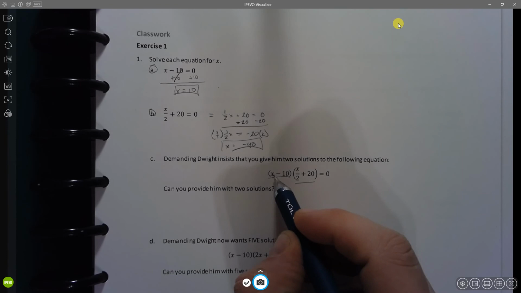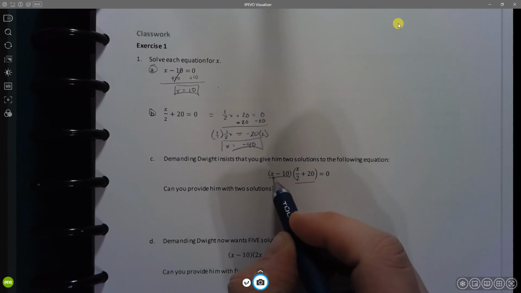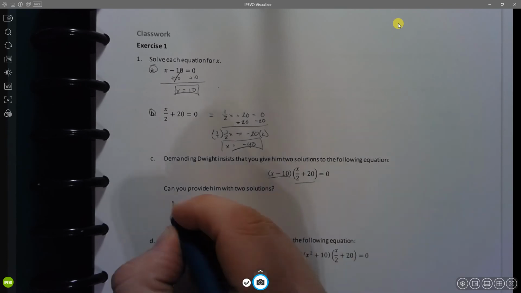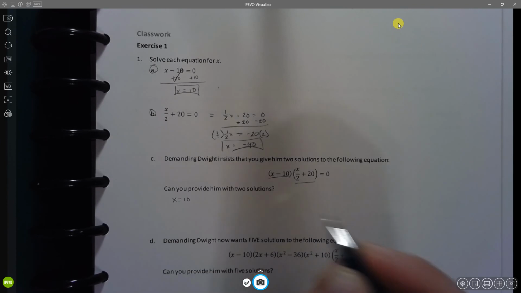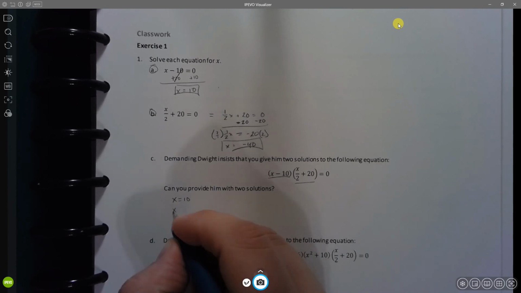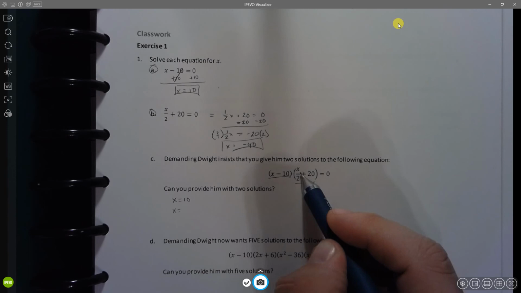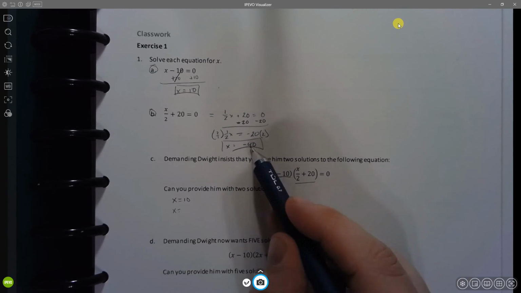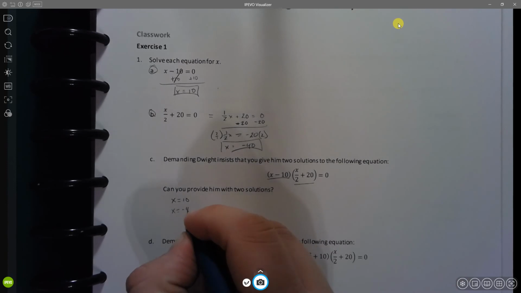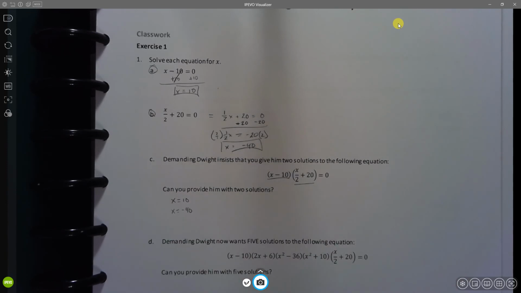What number could I subtract from 10 to get 0? All right, I can get 10. So x can equal 10. Is that the only thing that x can equal? What number can I put here, x divided by 2 plus 20, that'll make this factor equal 0? Right, negative 40. So x can equal 10 or negative 40. But is there a faster way that I can do this?